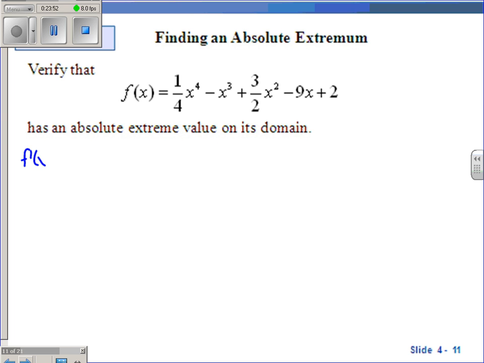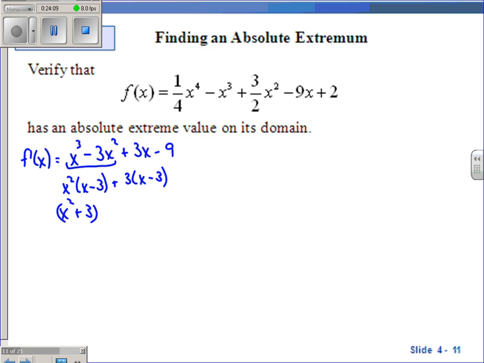Well, let's find the derivative first. The derivative would be x cubed minus 3x squared plus 3x minus 9. Factor by grouping, I'm going to have x squared times (x minus 3) plus 3 times (x minus 3). So I've got (x squared plus 3) times (x minus 3). Okay, my only possible extrema can occur when this derivative is 0. There's no places it's undefined.